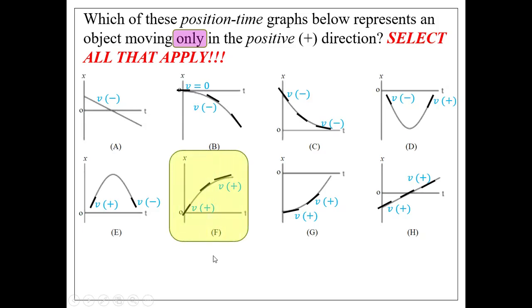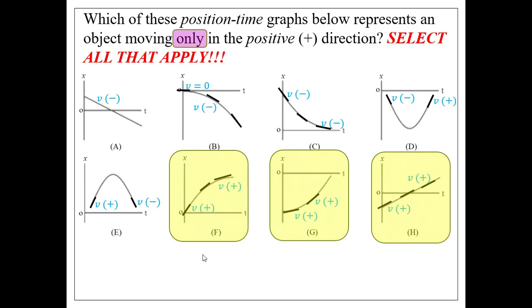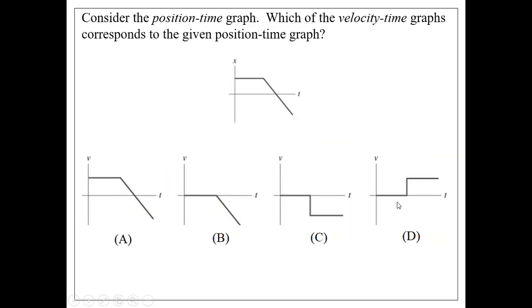So the answers that fit are F, G, and H. All three of these answer choices have V that are positive. So choice F says it's moving to the right and slowing down, but it's still moving to the right. Choice G said it started off at 0 and then it speeds up to the right. And then choice H says it's moving to the right at a constant velocity. Alright, let's go ahead and do this one.